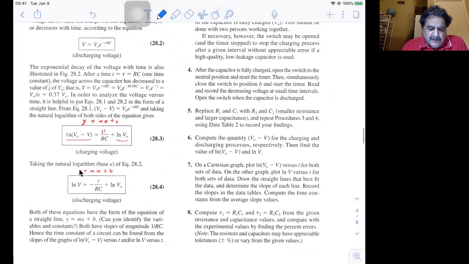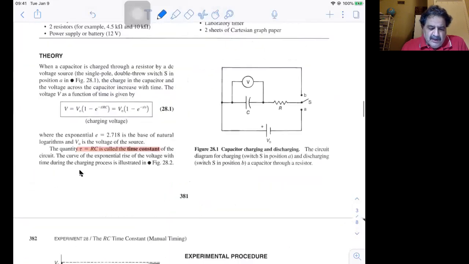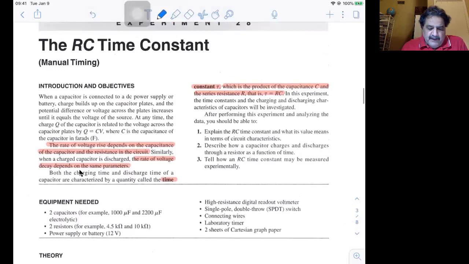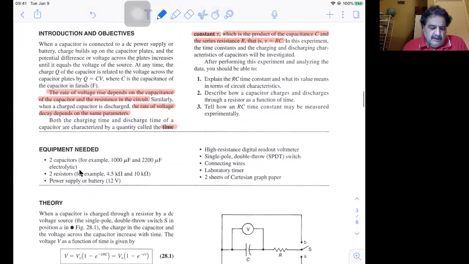Go ahead and please read the entire theory and intro. I don't think I forgot anything.